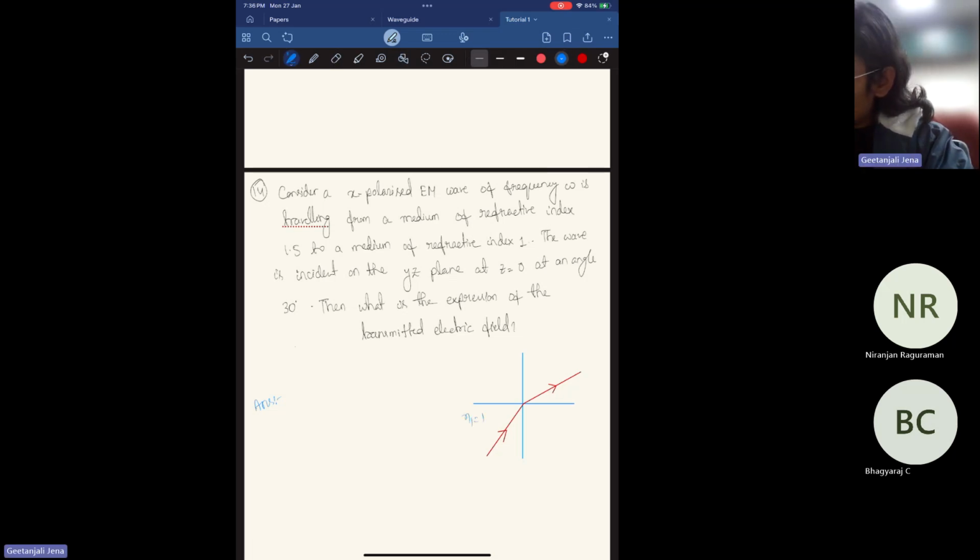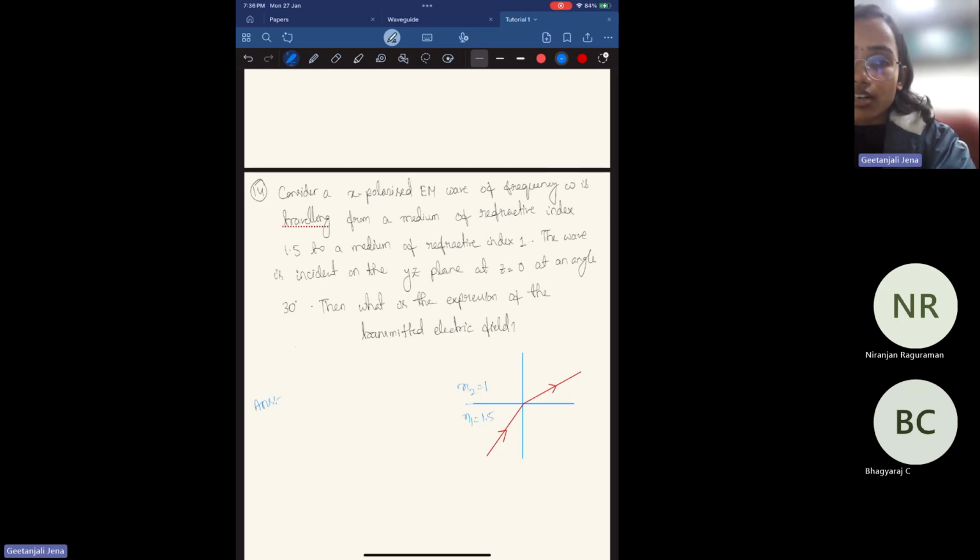N1 is 1.5 and N2 is 1. When the wave travels from a rarer to a denser medium, it's fine. There is no TIR, so you don't have to check whether there is a total internal reflection or not. But in this case, you can see the wave is traveling from a denser medium to a rarer medium.